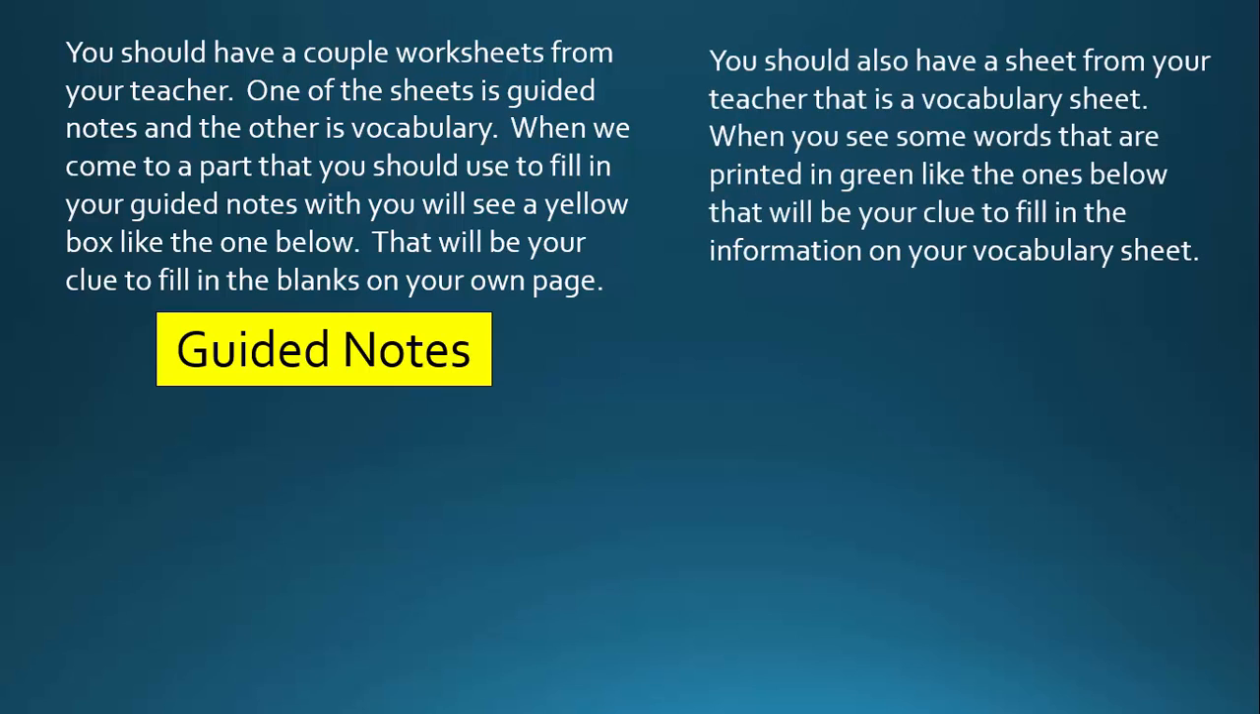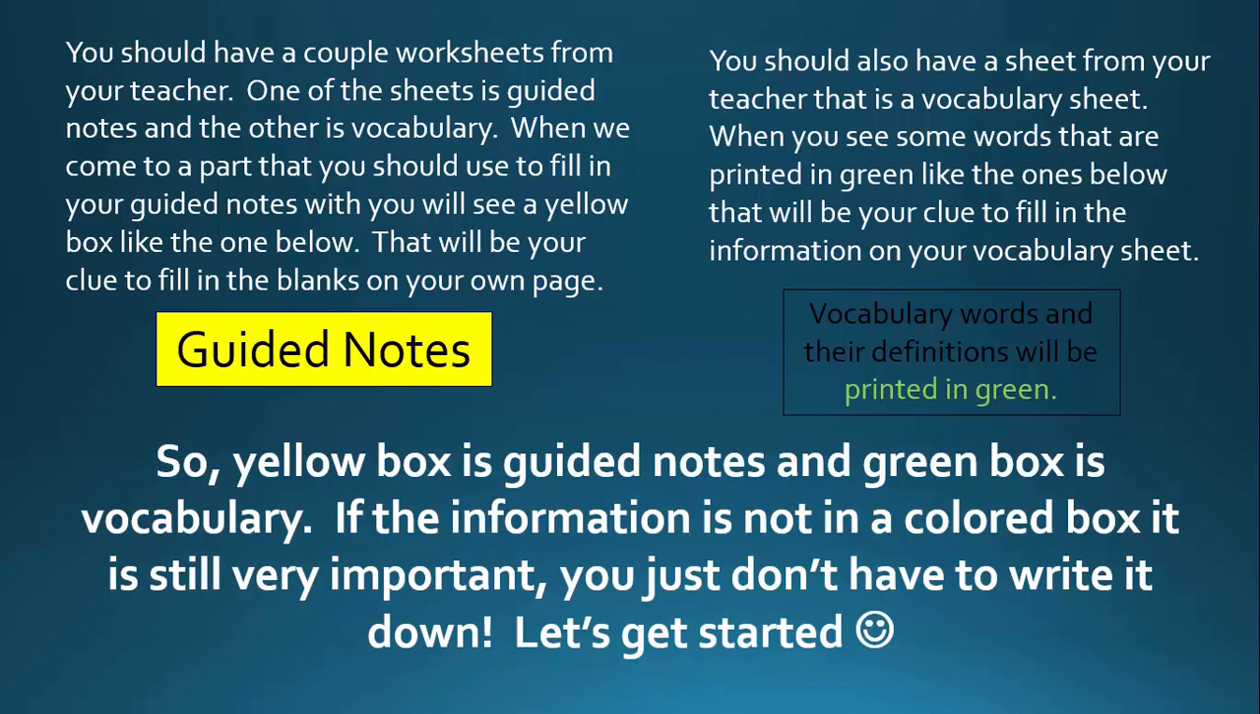You should also have a sheet from your teacher that is a vocabulary sheet. When you see words printed in green, like the ones below, that will be your clue to fill in the information on your vocabulary sheet. So, yellow boxes are guided notes, and green words are vocabulary. If the information is not in a colored box or highlighted, it is still very important. You just don't have to write it down. Let's get started.